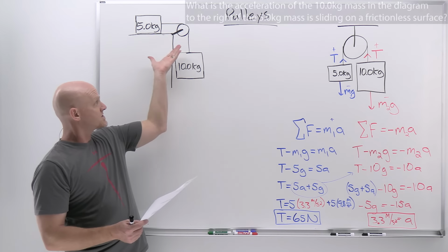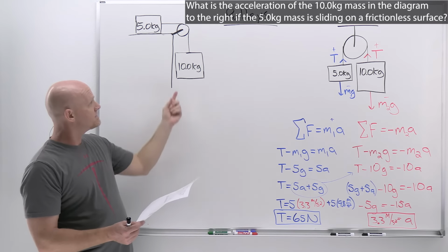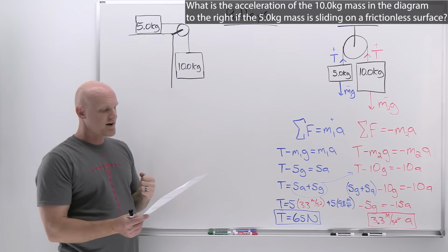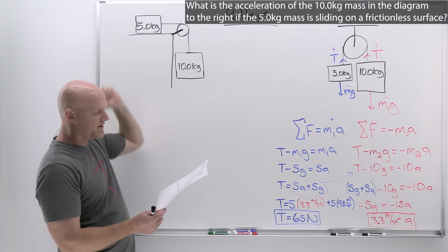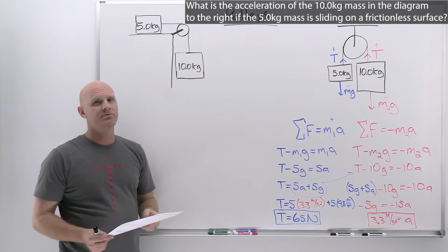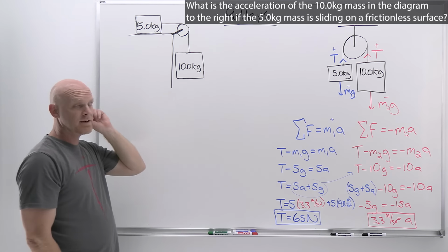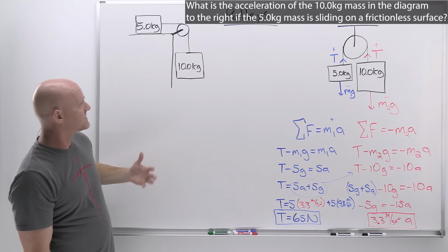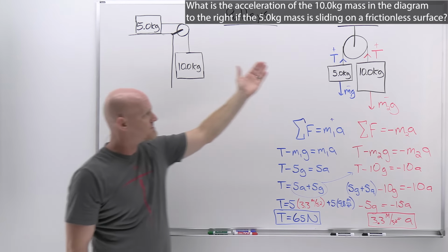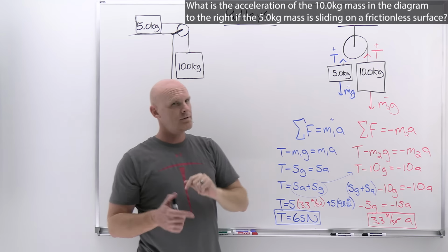So here's our setup. What is the acceleration of the 10.0 kilogram mass in the diagram to the right if the 5.0 kilogram mass is sliding on a frictionless surface? So no friction here, which is going to make this a little bit easier to treat. But notice the same masses here, 5 kilograms, 10 kilograms. A little bit of a difference here though.